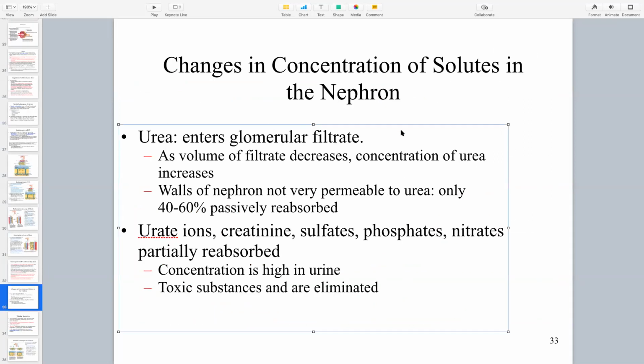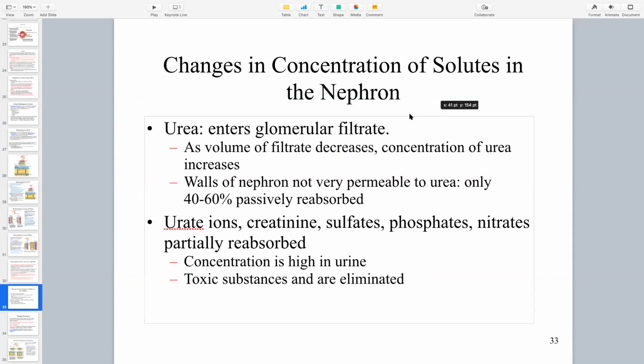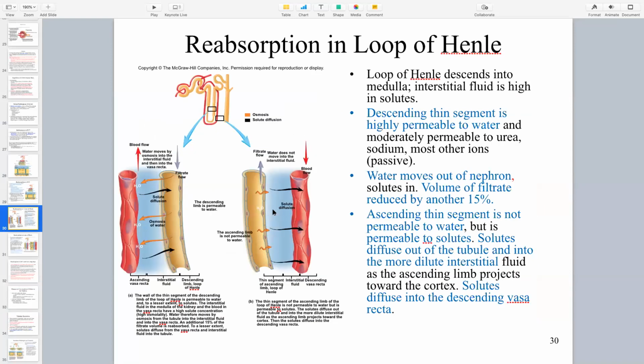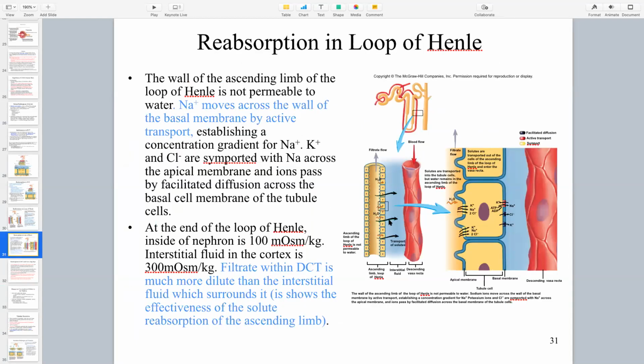Now, changes in concentration of the solutes in the nephron. We can increase the amount of urea. Some enters the glomerular filtrate and we filter it. As the volume of filtrate decreases, the concentration of urea increases. The walls of the nephron are not very permeable to urea. Only 40% is passively reabsorbed, meaning that besides a little bit of salt being pumped out on the ascending limb, you have a little bit of urea that's also reabsorbed, but not to the full extent. You don't reabsorb 100% of the urea.